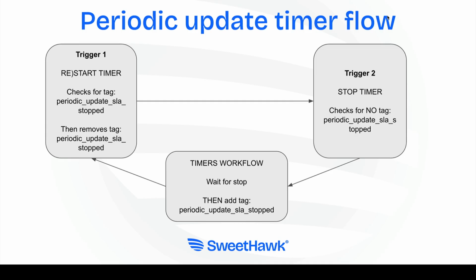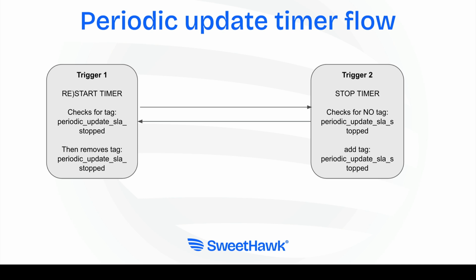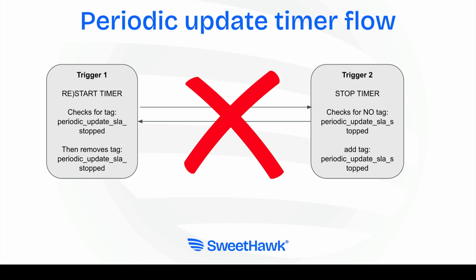So the flow is you have a trigger in the timers app to start the timer, a trigger to stop the timer, and a workflow within the timers app confirming once the timer is stopped, add a tag which will cause the start trigger to fire again. It's important that you have that check because if you were to try and remove the timer's workflow element out of that and just say, okay, the stop timer trigger is going to add the tag, it would actually cause both triggers to fire at the same time, and it would break in Zendesk.